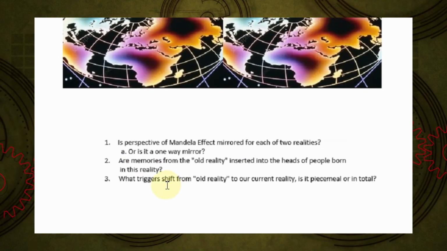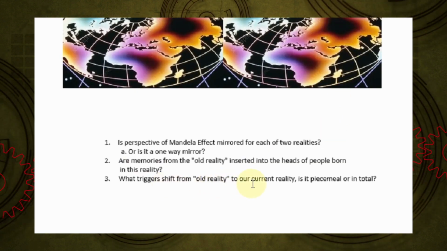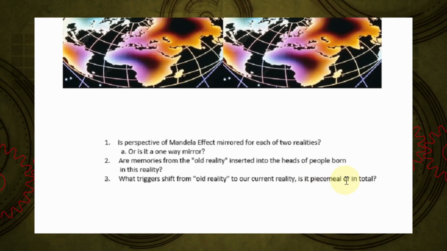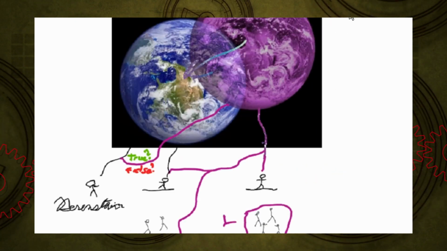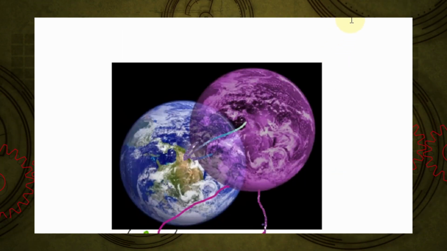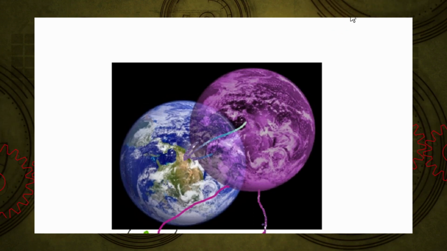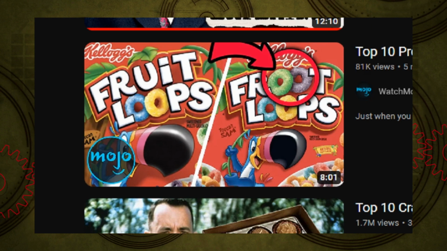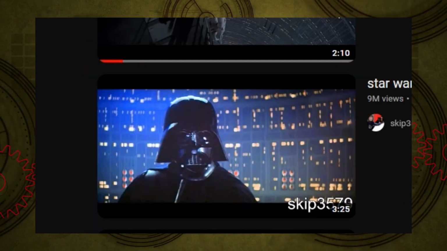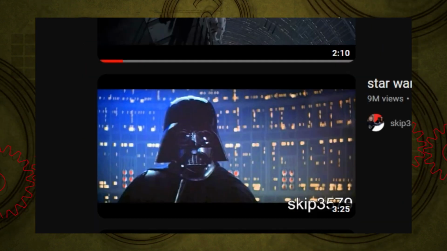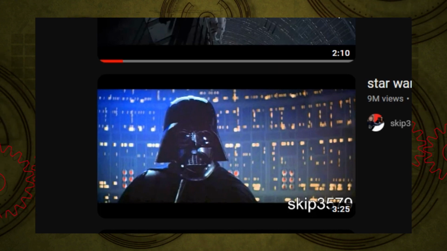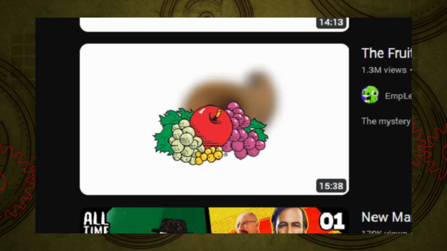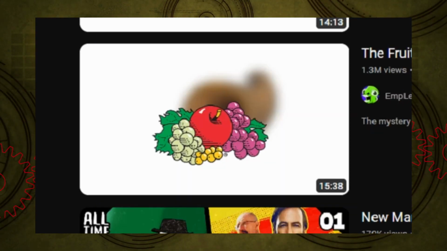Third question: what triggers a shift from the old reality to our current reality? Is it piecemeal or is it in total? The piecemeal aspect invokes the concept of the reality flip-flops. There are certain examples that go back and forth, like Fruit Loops, for instance, for some people. For me, the line "Luke, I am your father" was already deleted by around the year 2000. That's when I first saw Star Wars. The cornucopia had disappeared for me sometime in the 90s.